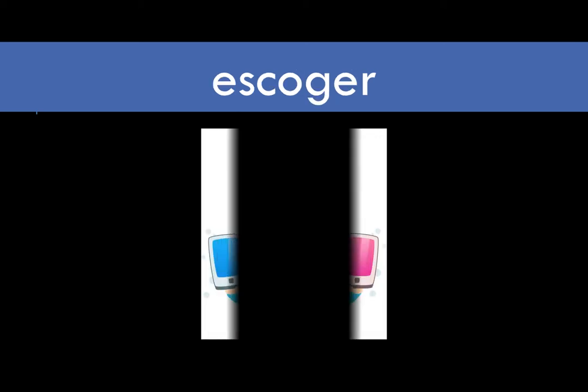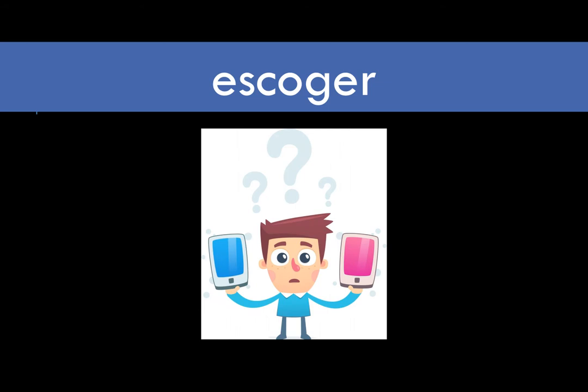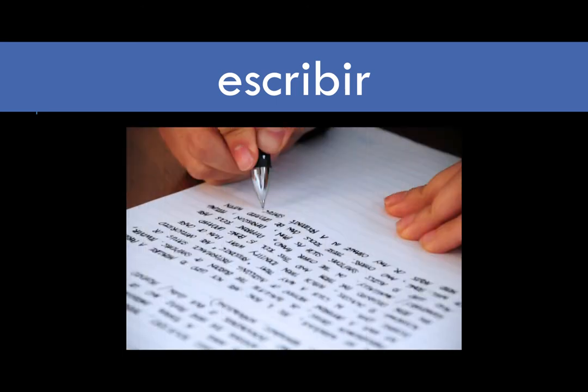Escoger. The boy has to choose which phone he wants. Escoger, to choose. Escribir. To write. In the old times, the scribe was the person that wrote everything down.